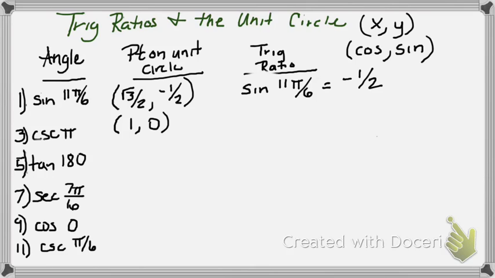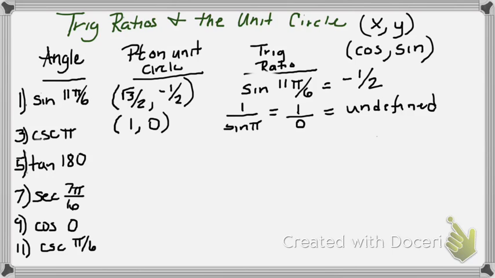Now, the cosecant, the trig relationship would be 1 over sine. So I'm going to rewrite this as 1 over sine of pi. Alright, so I have 1, and then the sine of pi is 0. So 1 divided by 0 actually is undefined. Alright, so my answer for number 3 would be undefined.